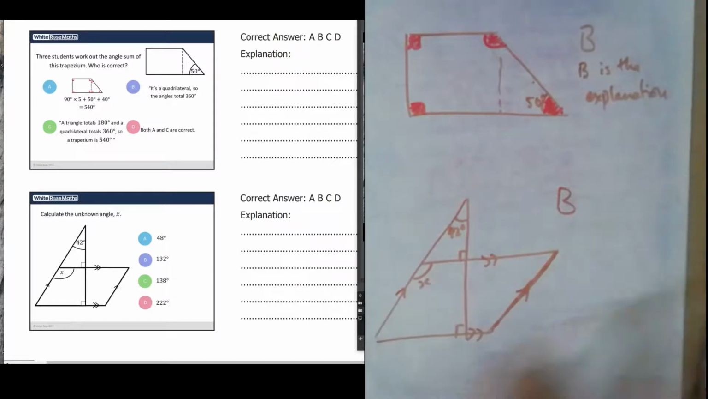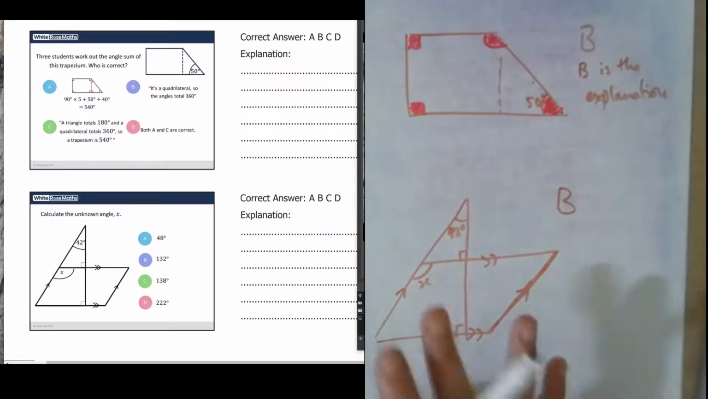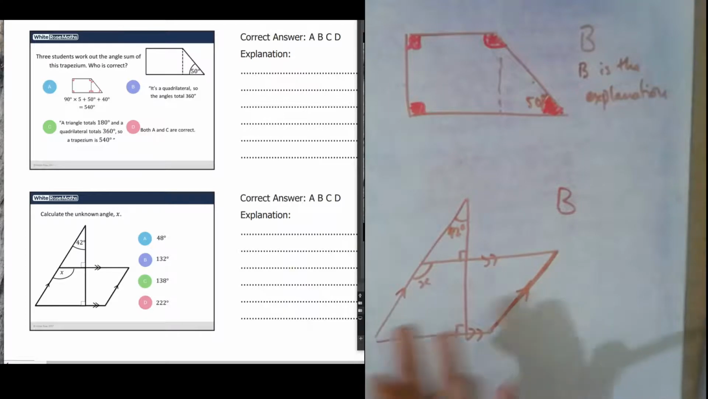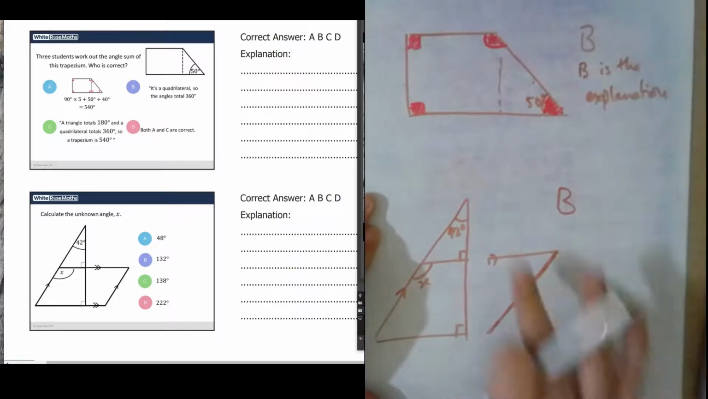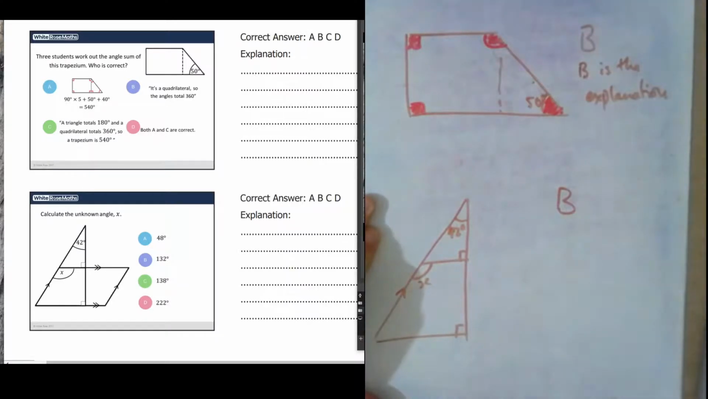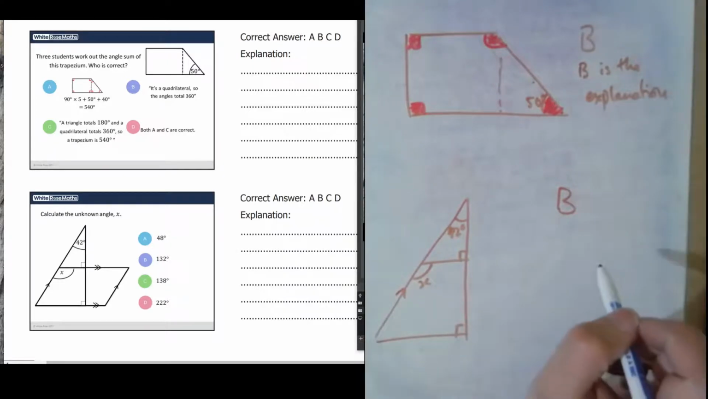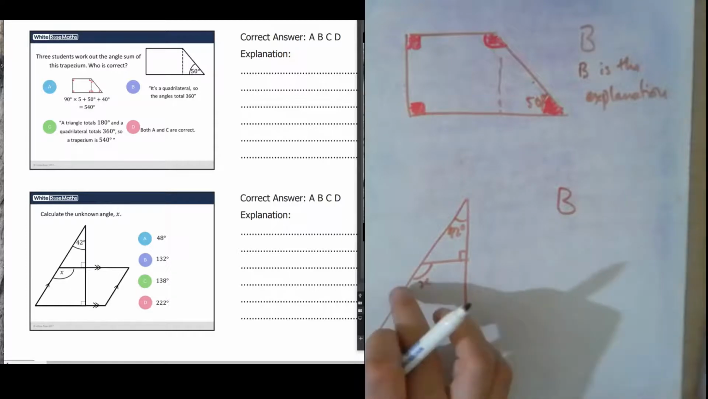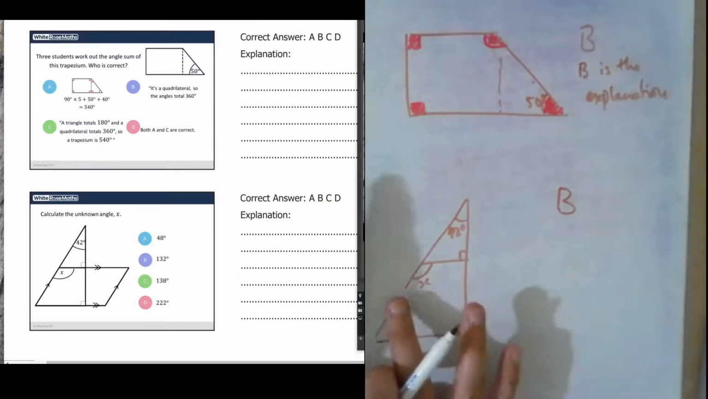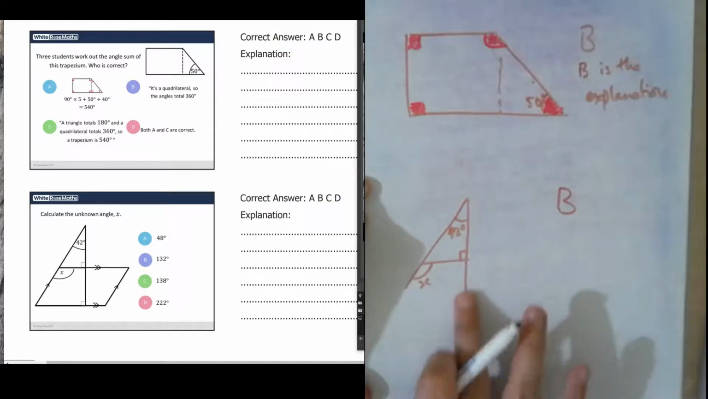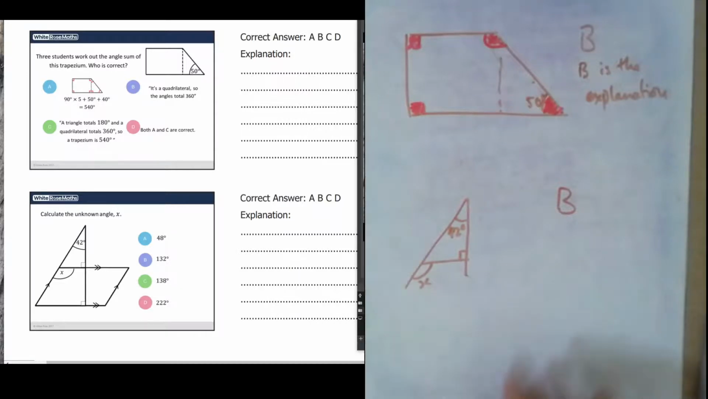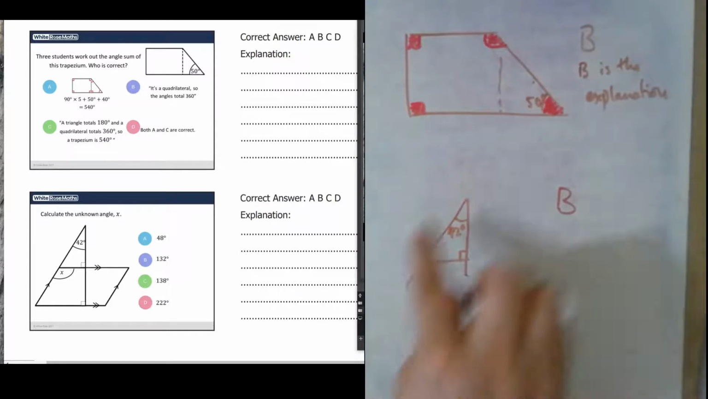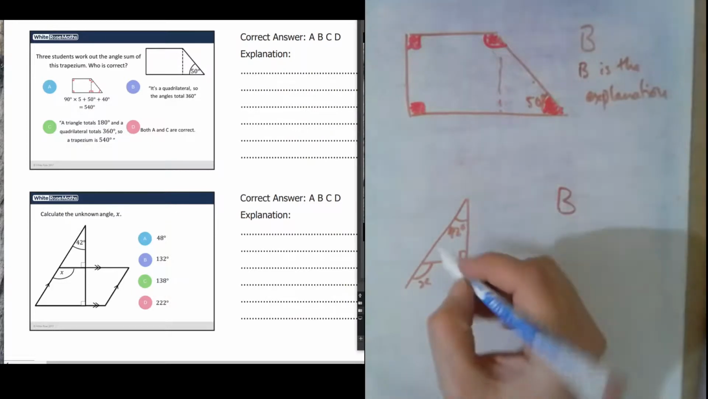I don't need most of this information. So if I was to take out all the information that is not needed, I would get rid of this because I don't need to know it. And then that's all I really need to know. I don't even need to know that this is parallel or anything else. This is all the information I need to answer this question. Okay? So all I have is this triangle right here.